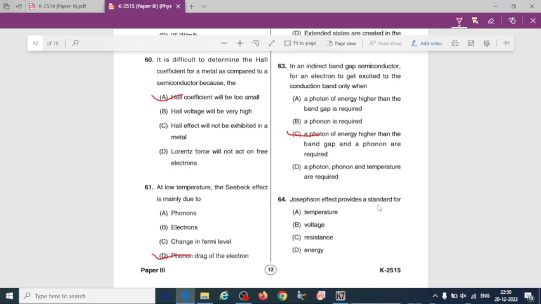Josephson effect provides a standard for temperature, voltage, resistance, or energy. The answer is voltage.